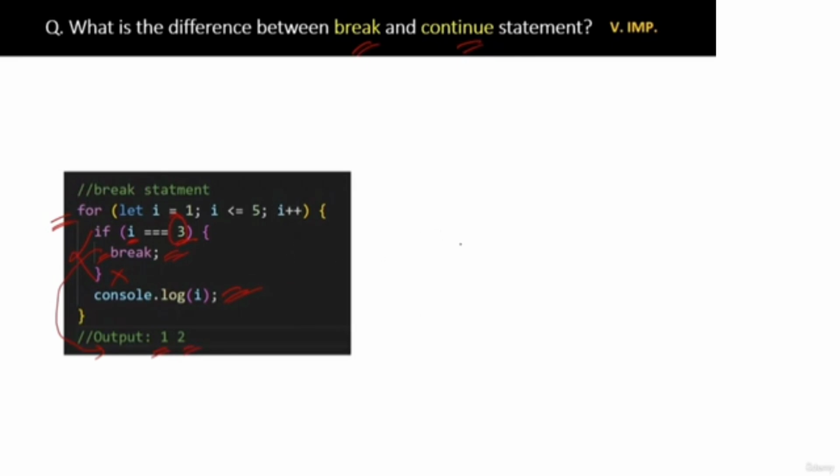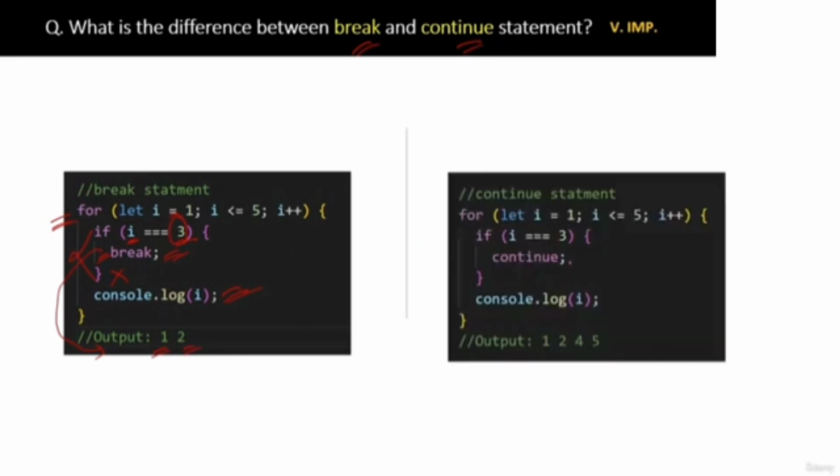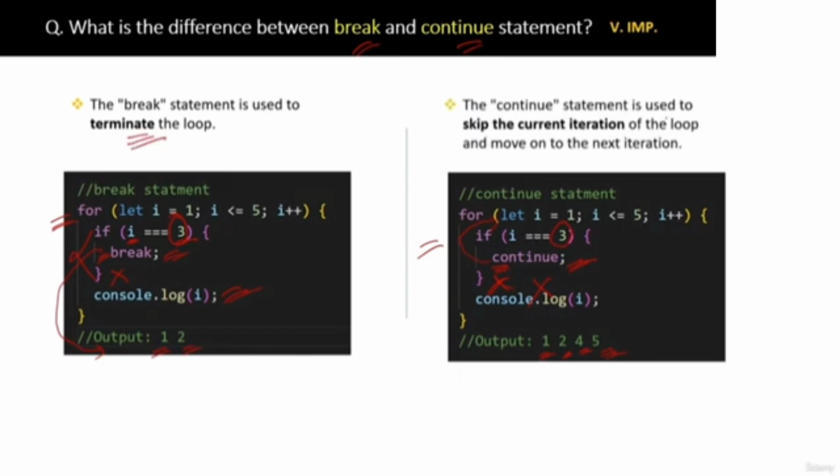Now, if we have another code like this, here I just replaced break with continue keyword only. Rest of the things are exactly the same. Here, instead of breaking the loop, the continue statement will just stop, skip the rest of the code and send the control back to the start of the loop again. So here in the output after 1 and 2, the value 3 will not be logged and skipped, but 4 and 5 will be logged. The final difference between them is the break statement is used to terminate the loop, whereas the continue statement is used to skip the current iteration of the loop and move on to the next iteration.